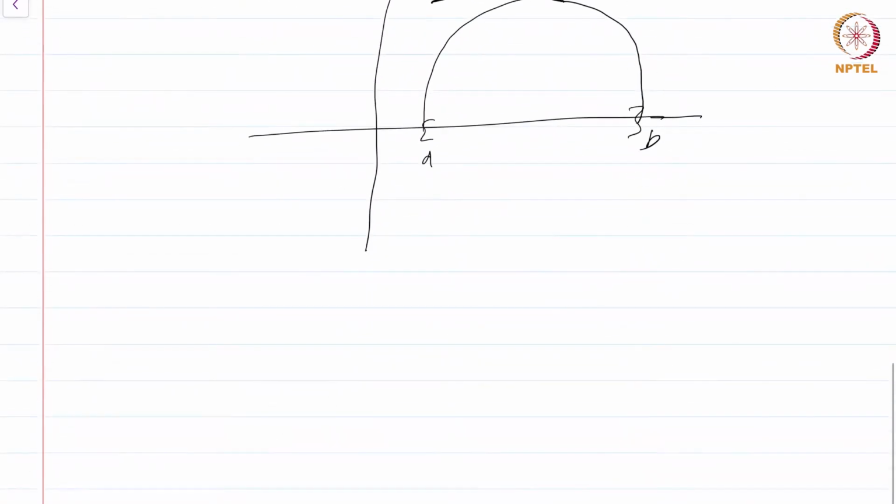Now we come to Lagrange's mean value theorem.